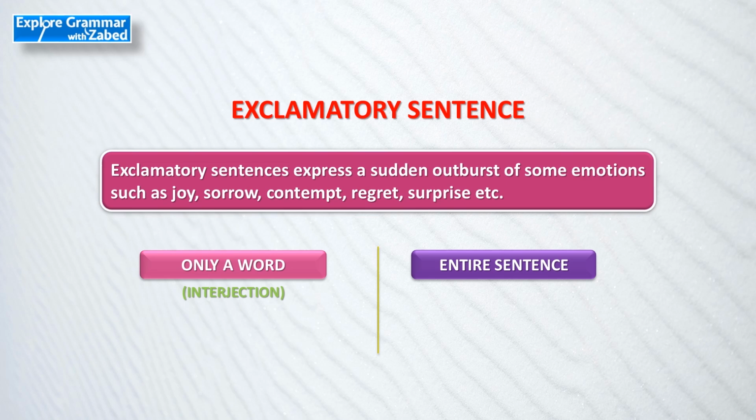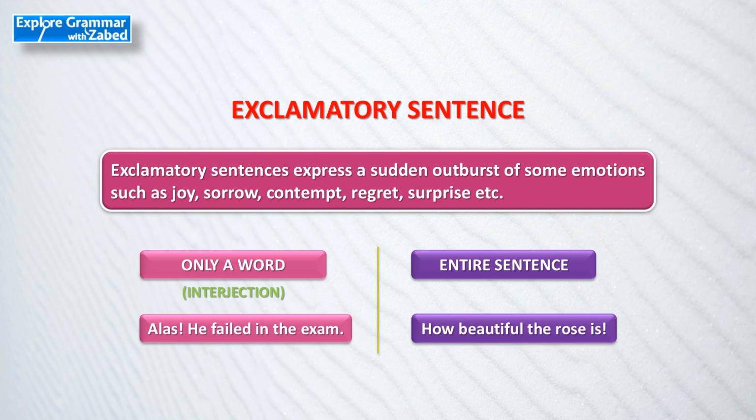Let's look into an example wherein only an exclamatory word is used. "Alas, he failed in the exam." Now, let's look into an example wherein the entire sentence is in exclamatory form. "How beautiful the rose is!"